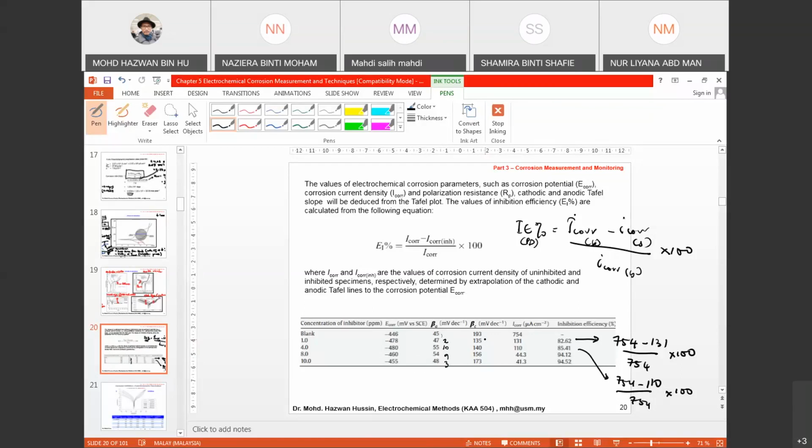Maybe this one is around 50, 58. This one is around 53. This one is 40. 37. And this one is around 20. So the difference is actually bigger as compared to this difference. So immediately you know, okay, is this still a mixed inhibition, or do you think it's only a cathodic inhibitor? What do you think?